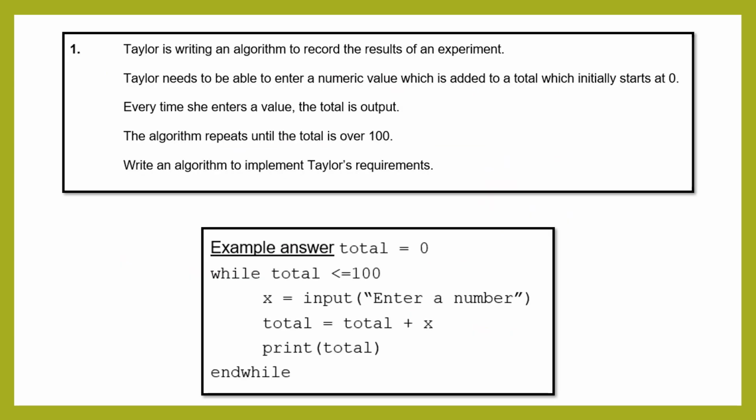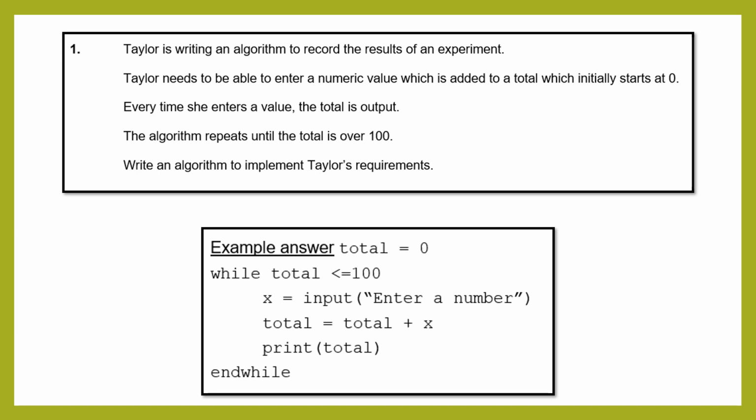Right, the first example that I wanted to show you is this. This is the sort of thing you're going to get in your test today. So Taylor is writing an algorithm to record the results of an experiment. Taylor needs to be able to enter a numerical value which is added to the total, which initially starts at 0. Every time she enters a value, the total is outputted. The algorithm repeats until the total is over 100. Write an algorithm to implement this.